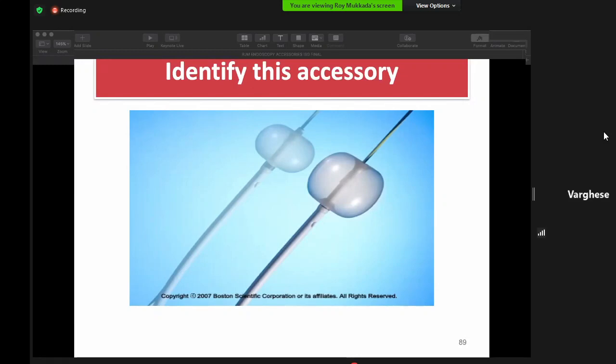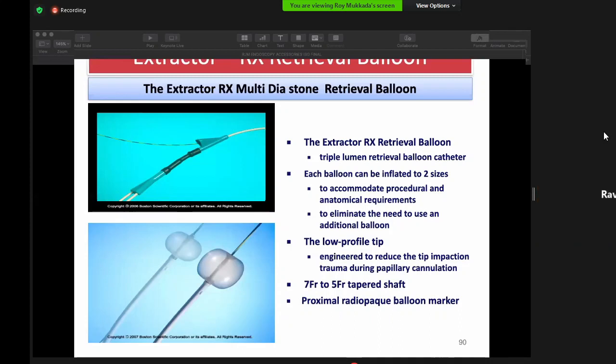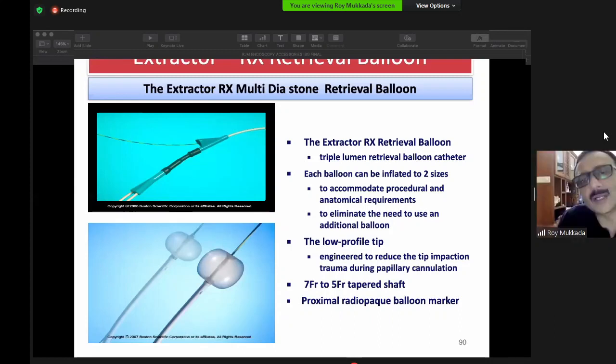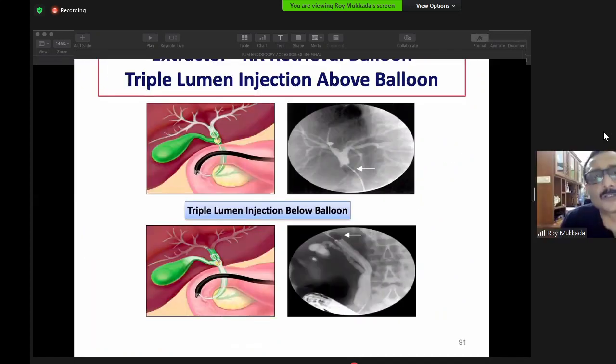So this is an extractor balloon. Here again it's wire guided. Go above the stone, inflate, and then the balloon draws the stone out. It's a triple lumen, so you can inject as well. And balloon occlusion cholangiogram also. You can inject above, inject below, and do occlusion as well.